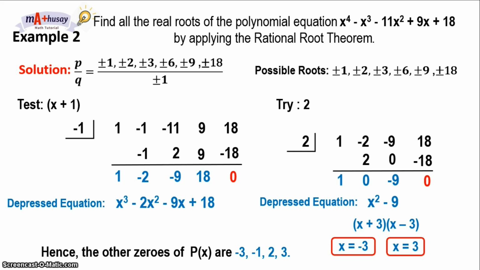At least this time you're guided with what numbers you are going to test. So make sure you start with either x plus 1 or x minus 1. Test if it is a factor or not. Then you move on to the next possible roots. Then you use synthetic division and finally list down all the possible roots of the polynomial equation.